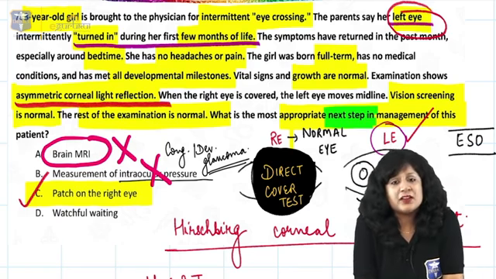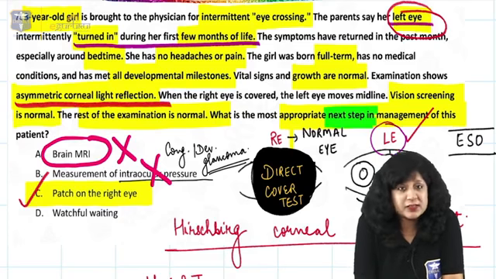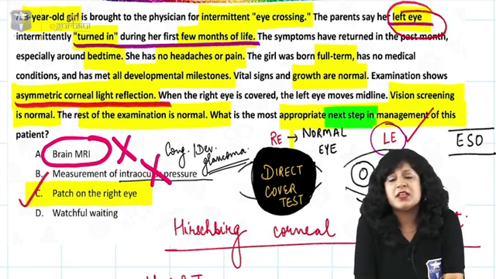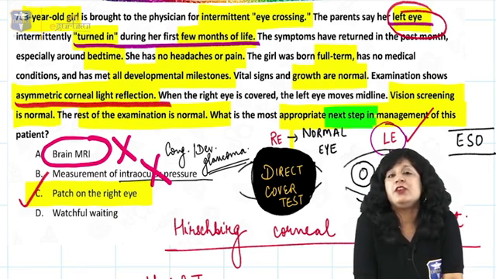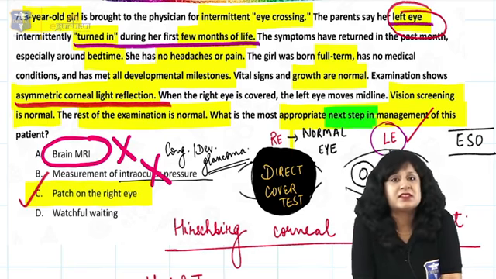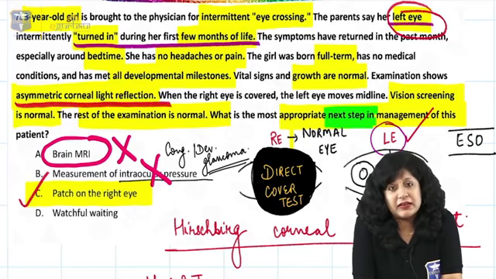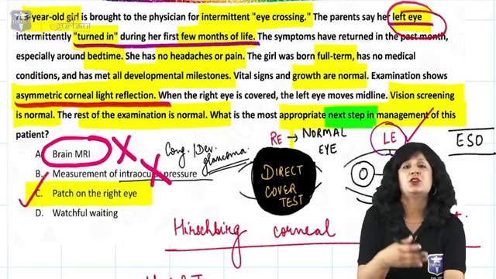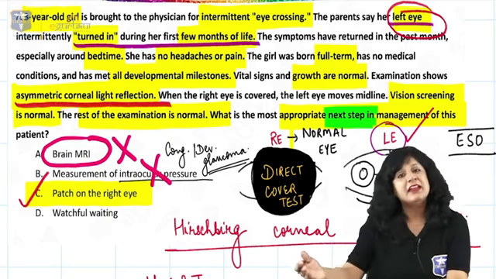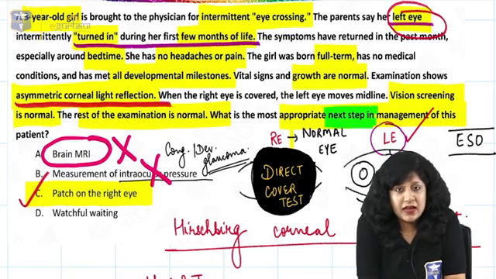So I hope you have understood why we have ruled out the other options. We cannot wait, we cannot go for watchful expectancy. No point of taking the intraocular pressure at this time, and MRI is certainly not the next best step. MRI we do in cases of paralytic squint, and there also we are not doing it next. There also you first do the examination, try to rule out other things, and then in the further course you can advise the brain MRI.